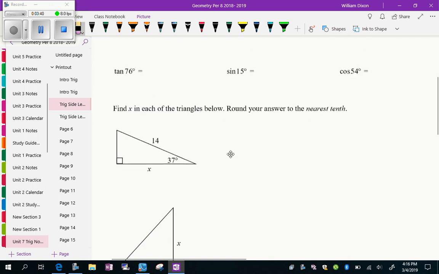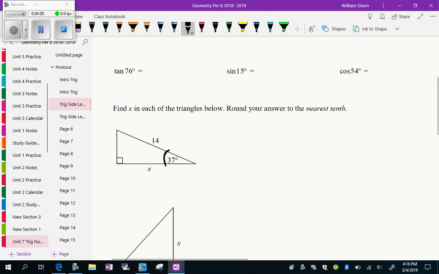So let's go down to actually finding a missing side. And this is where it gets pretty neat. It says find x in each of the triangles below, and round your answers to the nearest 10th. I started this strategy with you yesterday: I'm going to highlight the angle I'm looking for. First I have to be in my pencil. That's 37 degrees, or that relationship.